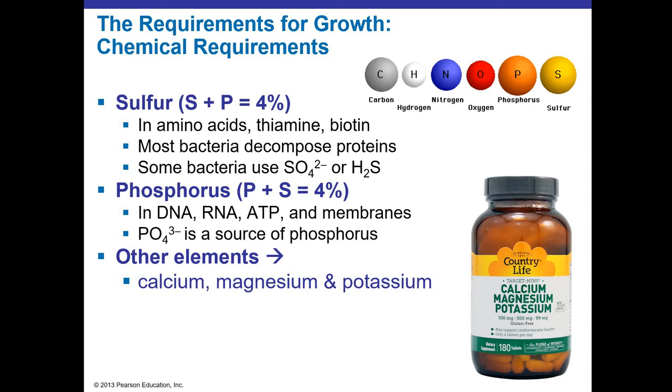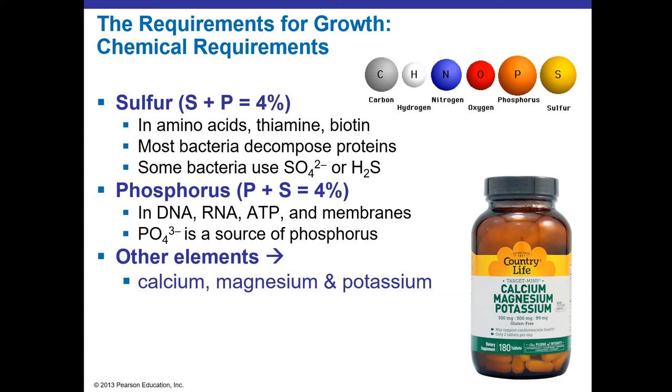What's surprising is that phosphorus is not needed in higher amounts. If you think about it, phosphorus is needed to make DNA, RNA, ATP, all of our membranes. So it's kind of unusual that there's not more of a requirement for phosphorus, but it is what it is. Phosphates are usually the source of phosphorus for the cell.